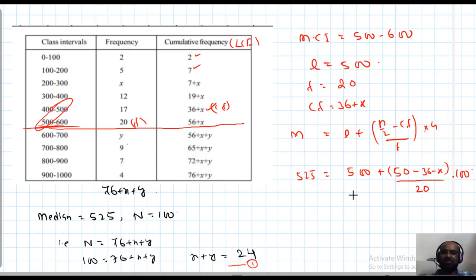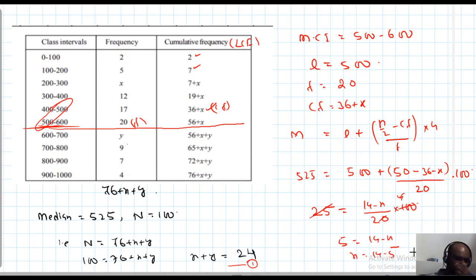Okay, now I want to simplify. You transfer this side, 25 we will get. 25 equal to 50 minus 36 is 14, 14 minus x, by 20 into 100. 20 goes into 100 five times. 5 equal to 14 minus x. x equal to 14 minus 5. 14 minus 5 means what? 9. So x is equal to 9. You got x equal to 9.